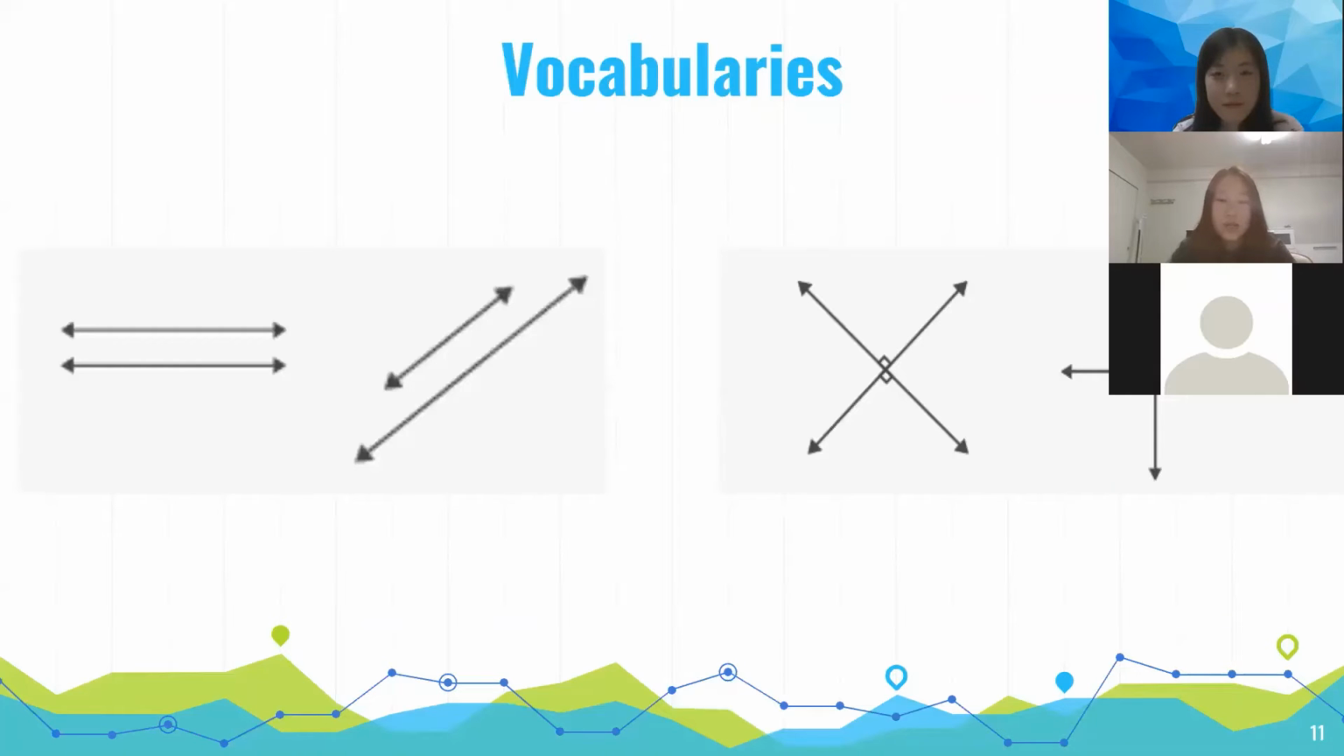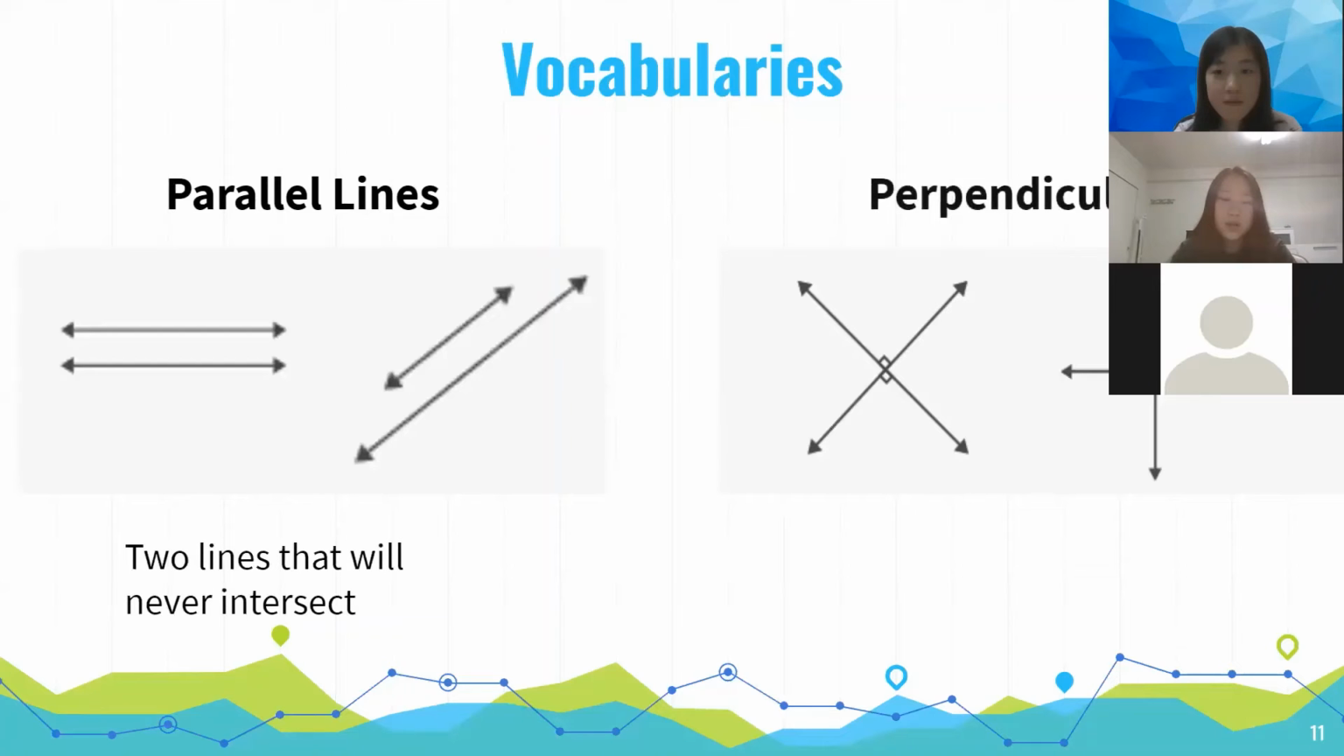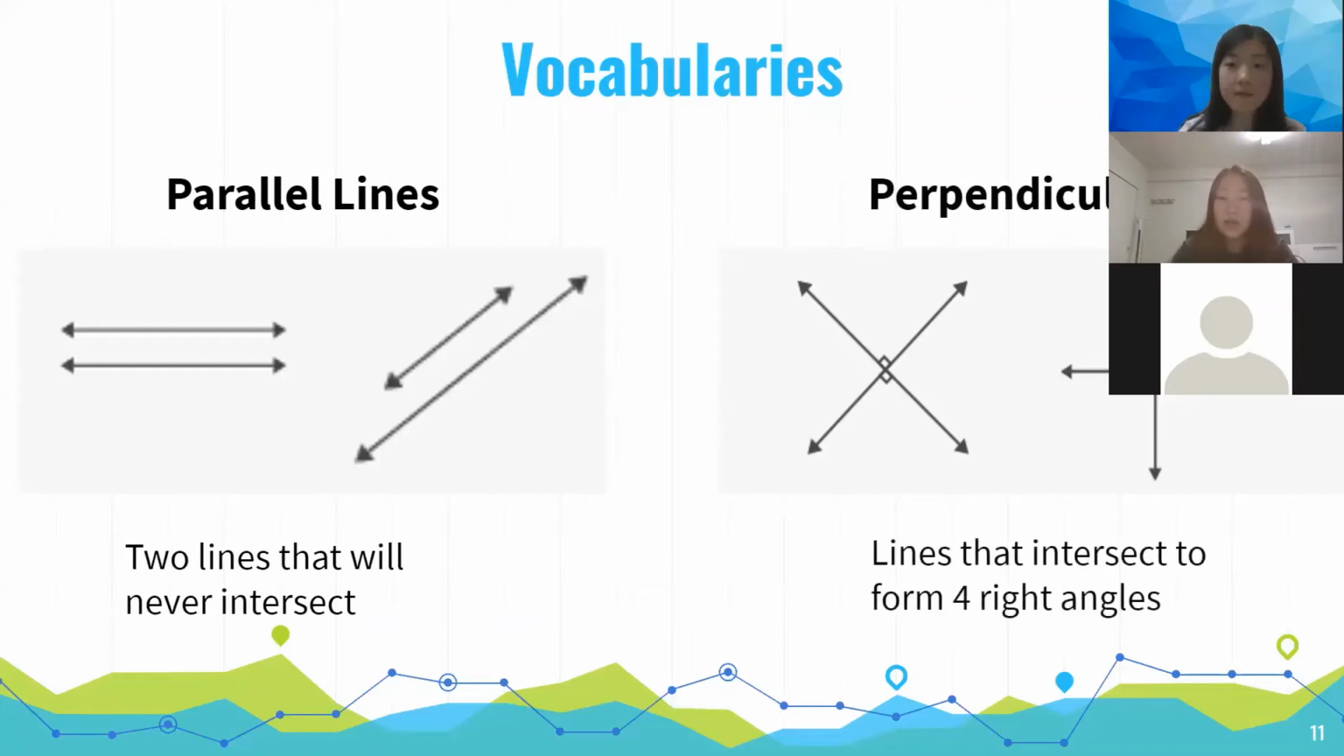Do you know any of these two? Parallel lines? The first one is parallel. Do you know the second one? Perpendicular? Yeah, it's perpendicular. So basically, parallel lines never touch, they never intersect, because they have the same amount of distance between them, so they will never ever intersect.